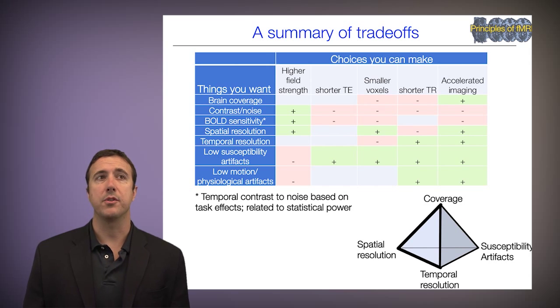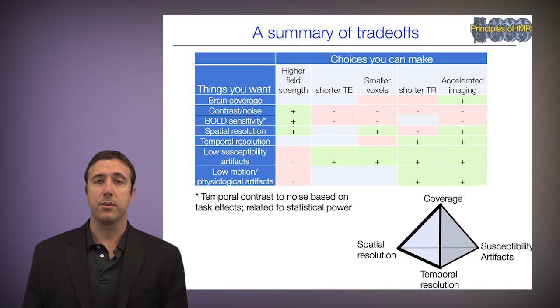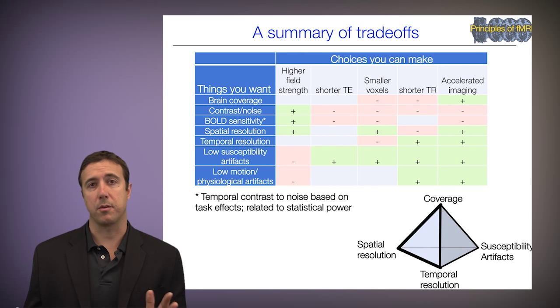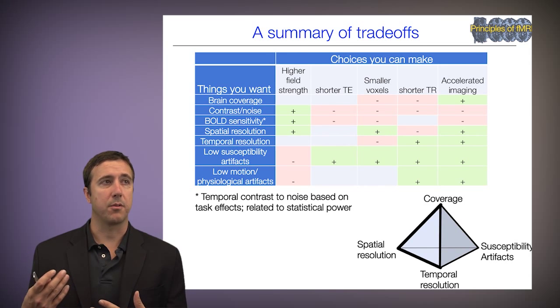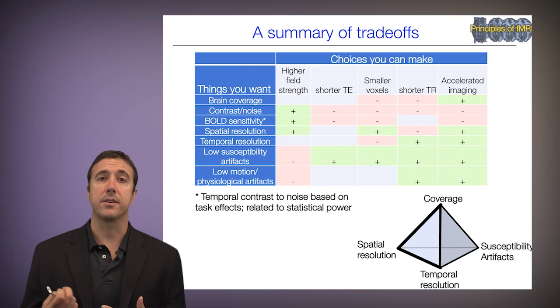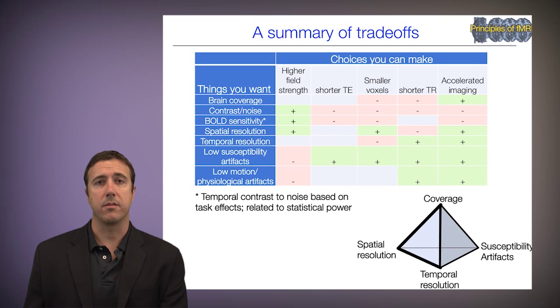And finally, if you choose accelerated imaging, you can get a lot of potential benefits. They include increased coverage, given other parameter settings, increased spatial and temporal resolution, increased susceptibility artifact reduction, and reduced sensitivity to physiological artifacts. But there are costs intrinsically in contrast to noise and BOLD sensitivity because of the acceleration. So this can help you think through some of the trade-offs for your study.